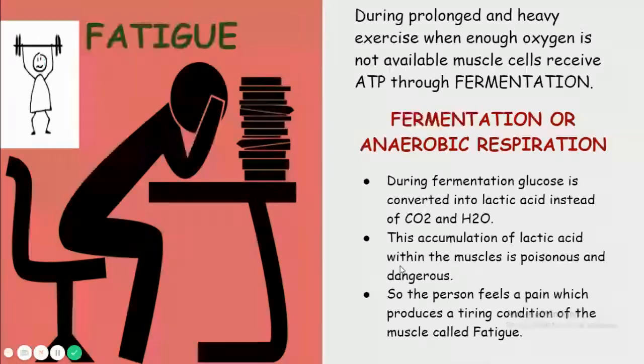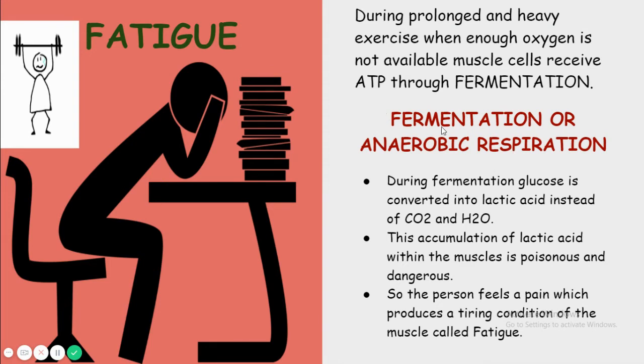blood, normal aerobic respiration does not take place, and normal production of ATP does not take place. During that condition, when the level of oxygen in the blood is low due to prolonged and heavy exercise, another process occurs through which the ATP is produced. That process is called fermentation. Okay. Fermentation is also called anaerobic respiration. Respiration that occurs in the absence of oxygen is called anaerobic respiration.